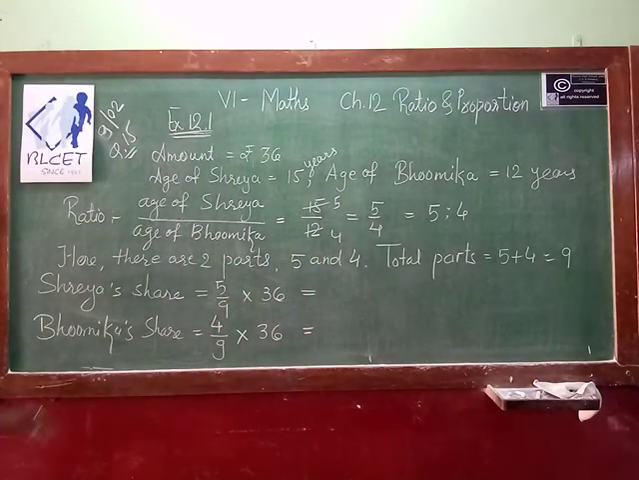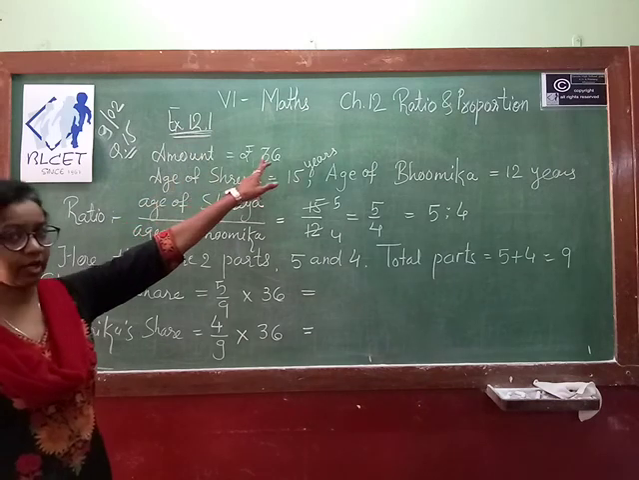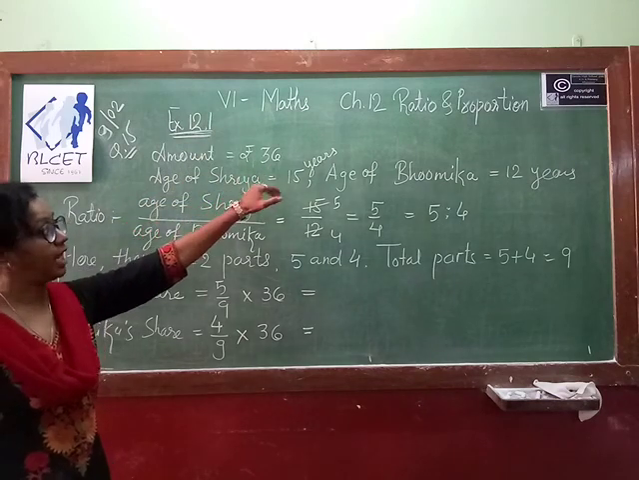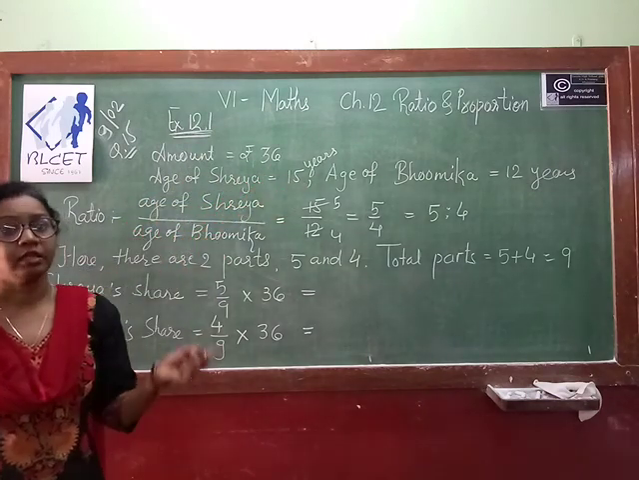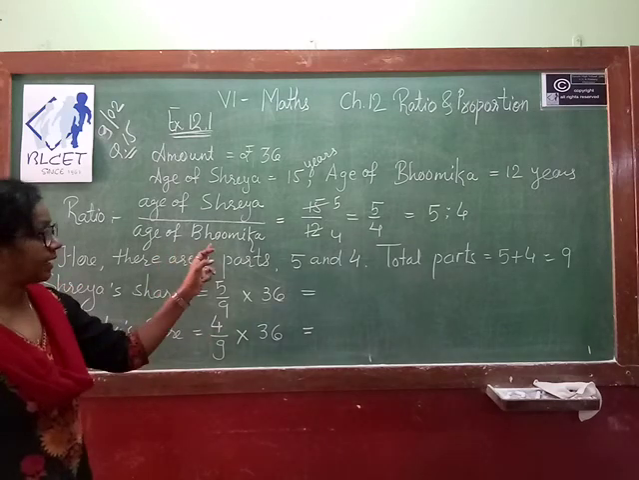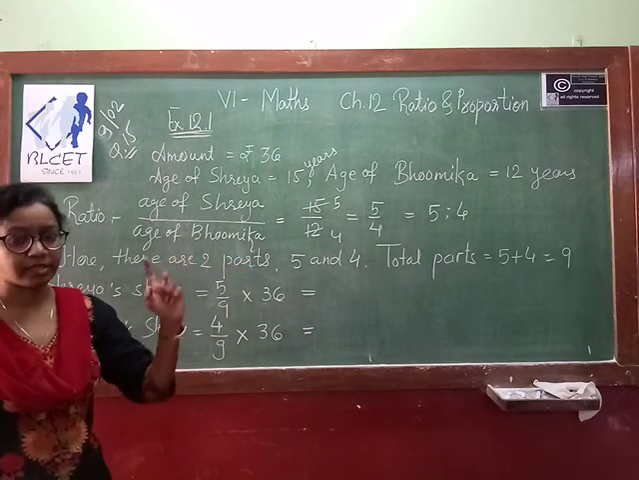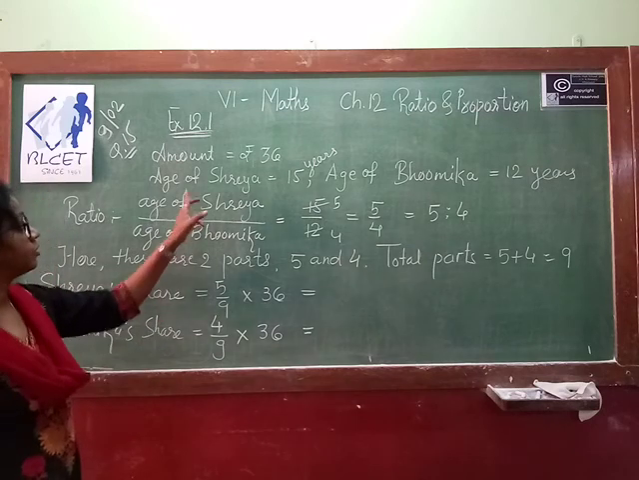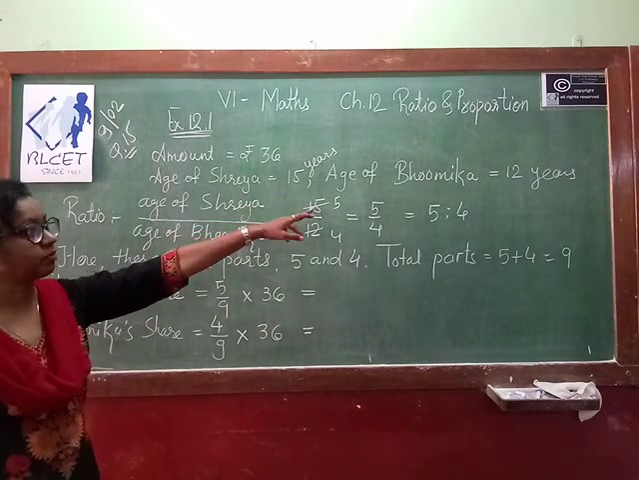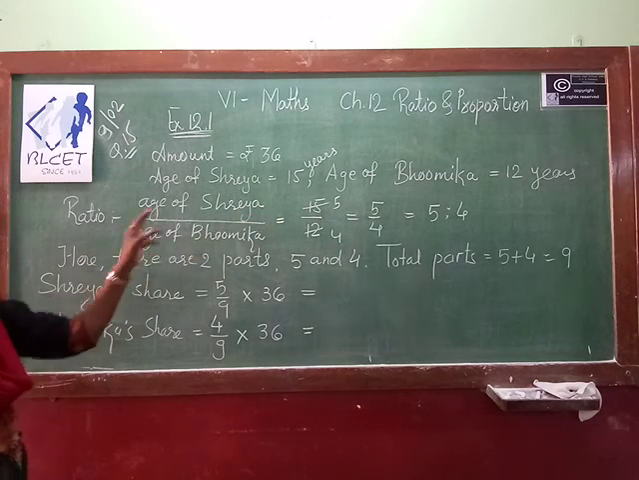So here, what is given? The amount is given. The total amount is 36 that we have to divide between Shreya and Bhumika. But what is the condition? Whatever ratio of their ages they are getting, the same parts of rupees 36 they are getting. So the age of Shreya is 15 years and the age of Bhumika is 12 years. So we will find the ratio first.